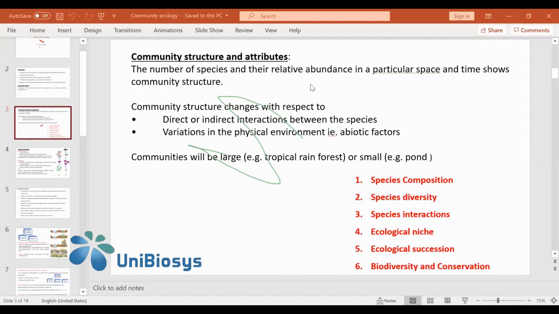In this community, as I told you, there are certain characteristics that we are going to deal with in coming sections. That is species composition, how many species are there, and in each species how many individuals are there. All of this comes under species diversity, how many different species in a particular community. So species composition and diversity we will deal with. Then species interactions, how they are interacting, in a positive manner or in a negative manner. Then ecological niche, which is nothing but the space a particular species occupies as its own area, where I am going to live.